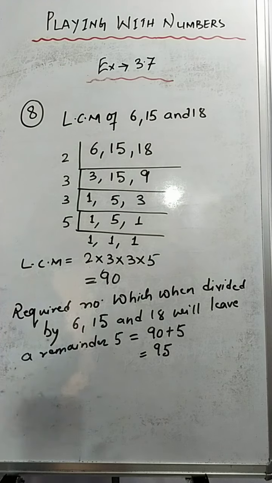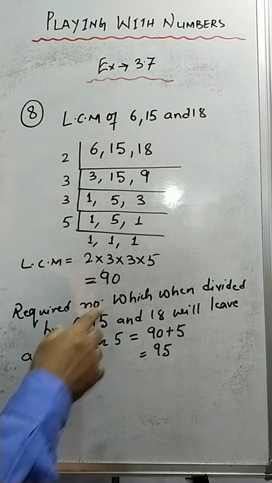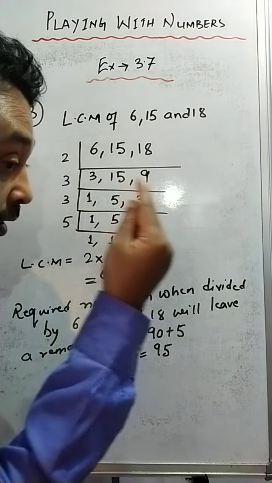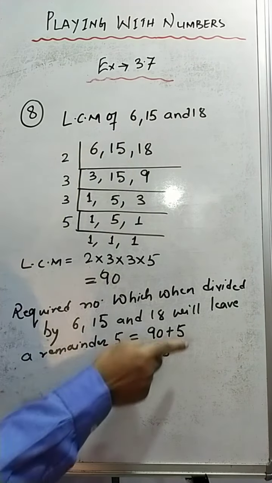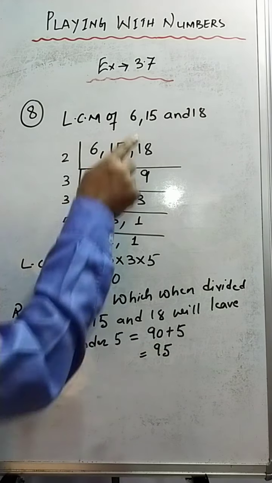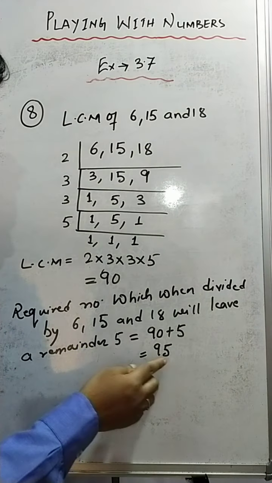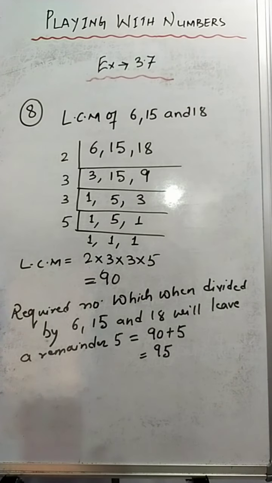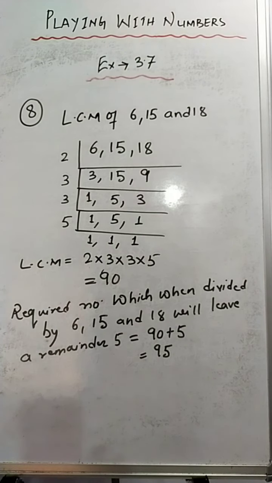Now it's quite common sense. When you divide this 90 with 6 you will get 0 remainder. When you divide this 90 with 15, again you will get 0 as a remainder. With 18, again 0. But I need one number which when divided by 6 gives 5 as a remainder. 95 divided by 6, you get 5 as a remainder. 95 divided by 15, again 5. And 95 divided by 18, again 5. So this is the required number, students, which will give remainder 5 when divided by 6, 15 and 18.